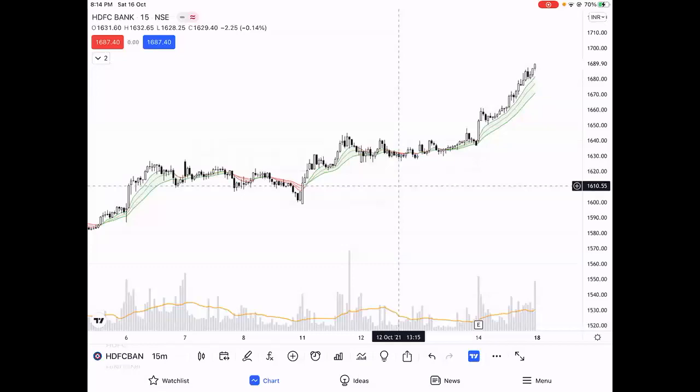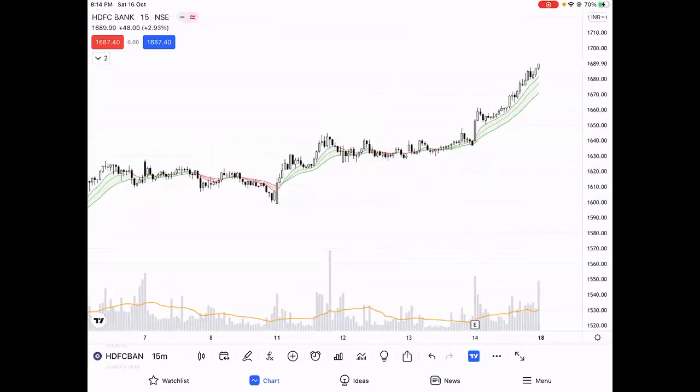Second is moderate, that is 13, 34, 55, right? Sorry, 13, 21, 34, right? And the high is 13, 34, 55, correct? So we will only talk about the high intensity PEMA because this is the closest to the price, right?